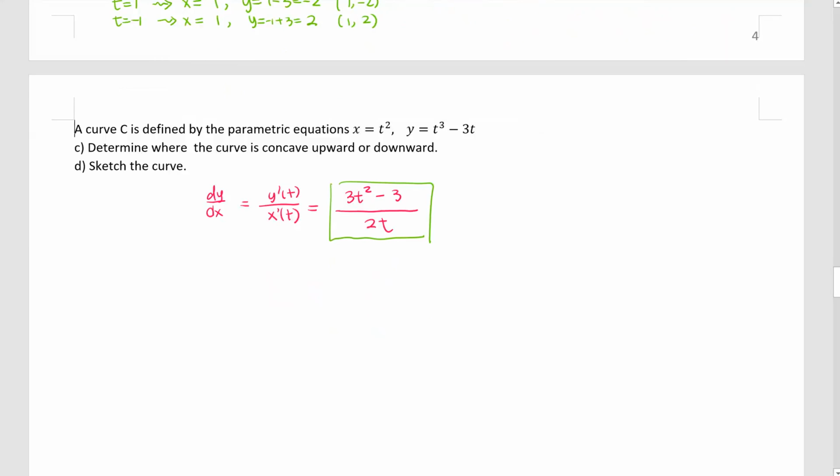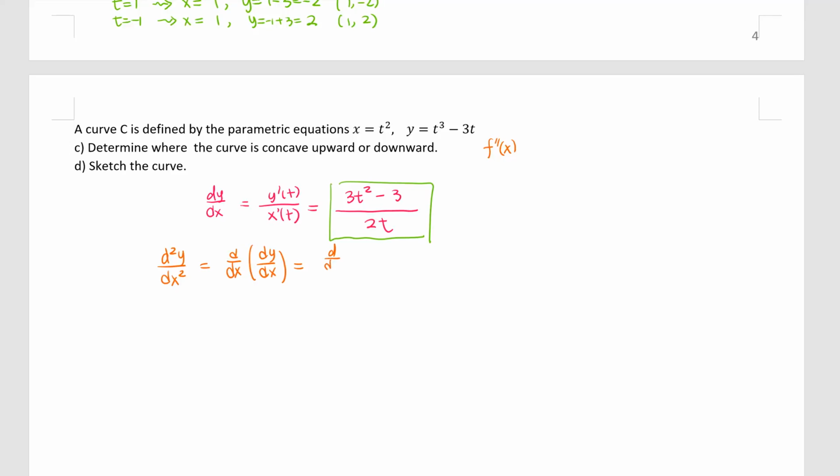Where is the curve concave upward or downward? Remember from calculus 1, concave up or down is about the second derivative, so it's related to the second derivative with respect to x. So how do we find the second derivative? Well, the second derivative with respect to x, not with respect to t, be careful, is the same as the derivative of the first derivative.